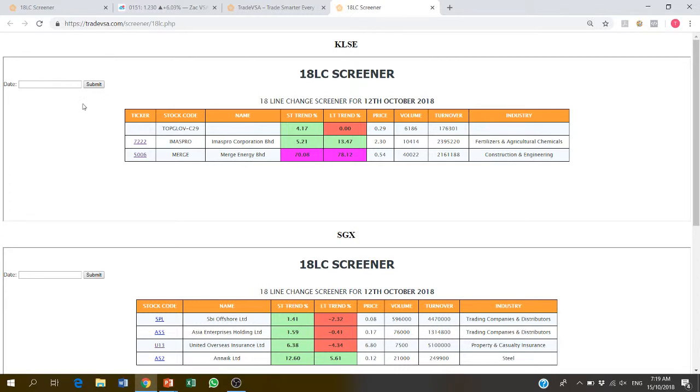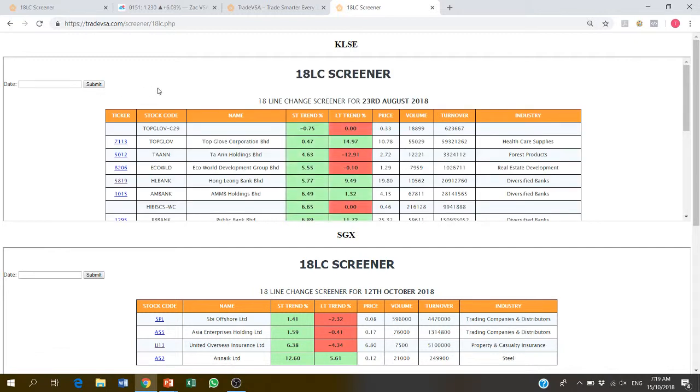You can click on this date to go to the previous day, because for this screener we do keep the data for 2 months. So I'd like to go back to 23rd of August and click submit. You will get a list of the stocks for 18-day line change for 23rd of August.